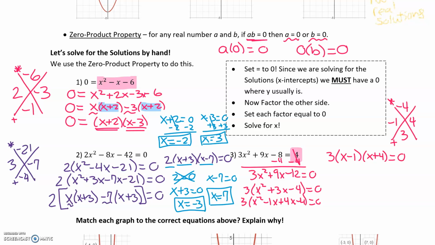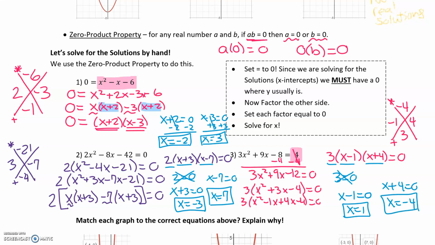And now we're going to take each one of these factors and set them equal to 0 themselves. This is the zero product property. Okay, 3 does not equal 0. So x minus 1 equals 0. Add 1 to both sides and we get 1. x plus 4 equals 0. Subtract 4 on both sides and we get x equals negative 4.